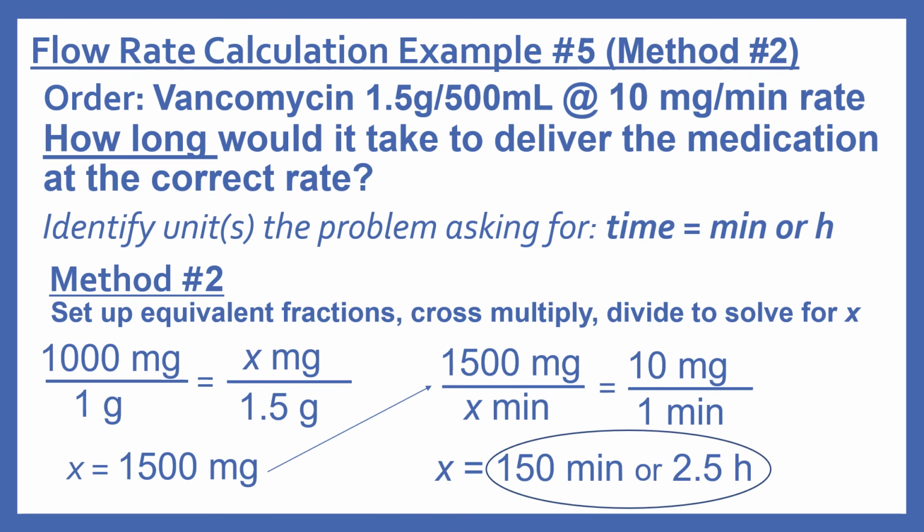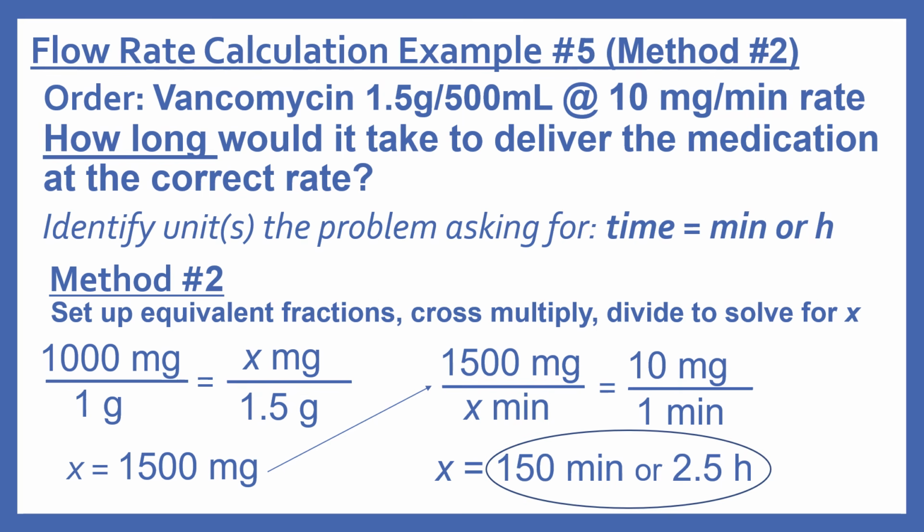Now we'll look at example number 5 with method number 2. So our order is for vancomycin, 1.5 grams per 500 milliliters at a rate of 10 milligrams per minute. How long would it take to deliver the medication at the correct rate? So first we identify the units the problem's asking for, and it says how long, so we know that's time. So this will be in minutes or hours. And with method number 2, we'll set up equivalent fractions, cross multiply, and then divide to solve for x.